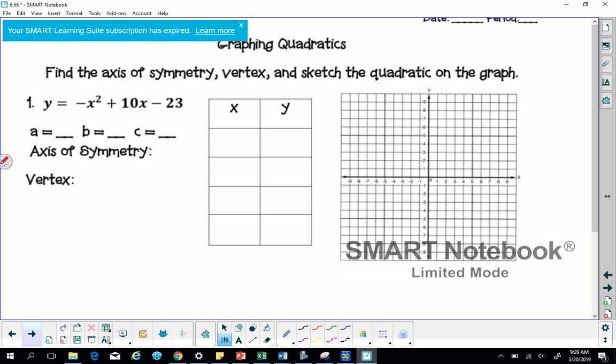So we're going to go over that first part first, which is this right here. So we're finding the axis of symmetry and vertex of this parabola. You're able to find it on the calculator.